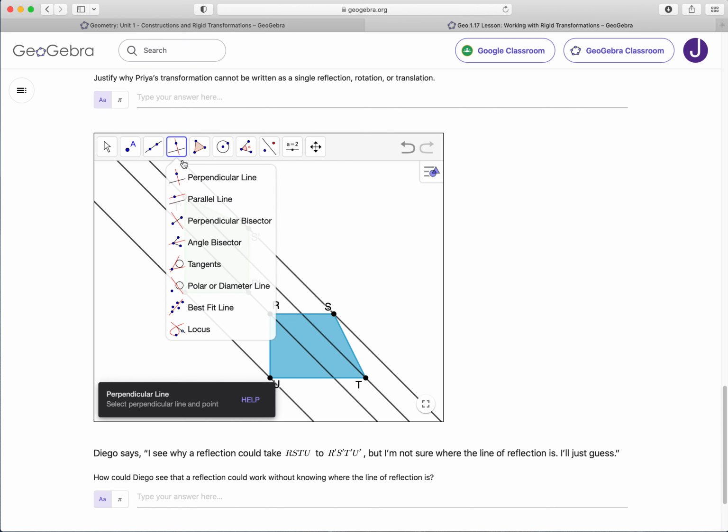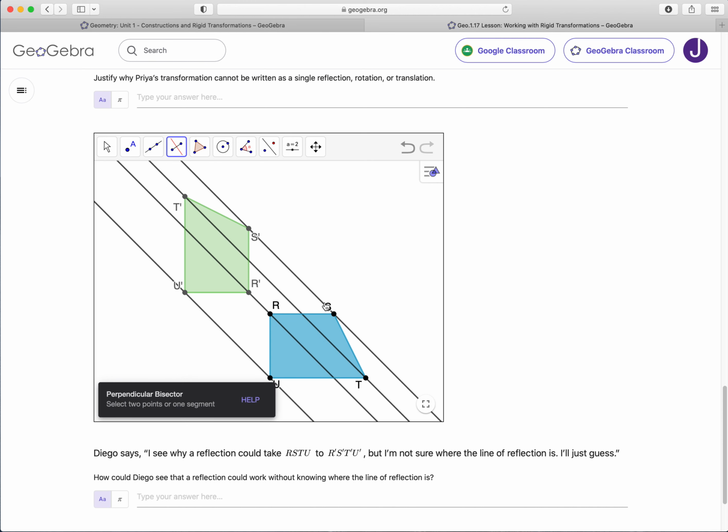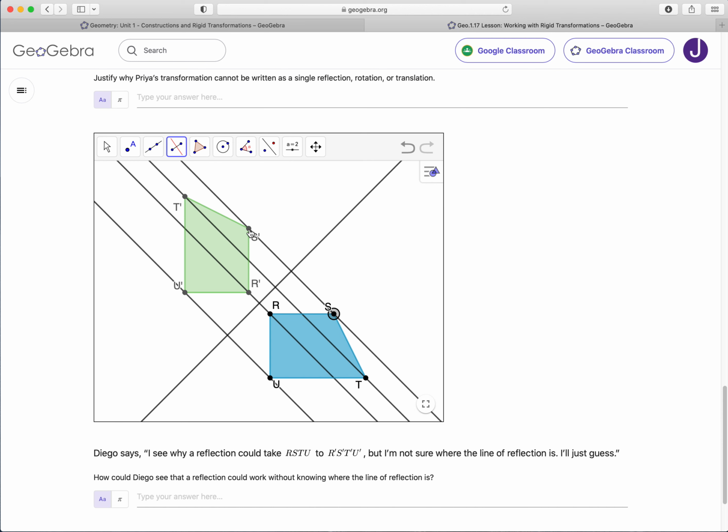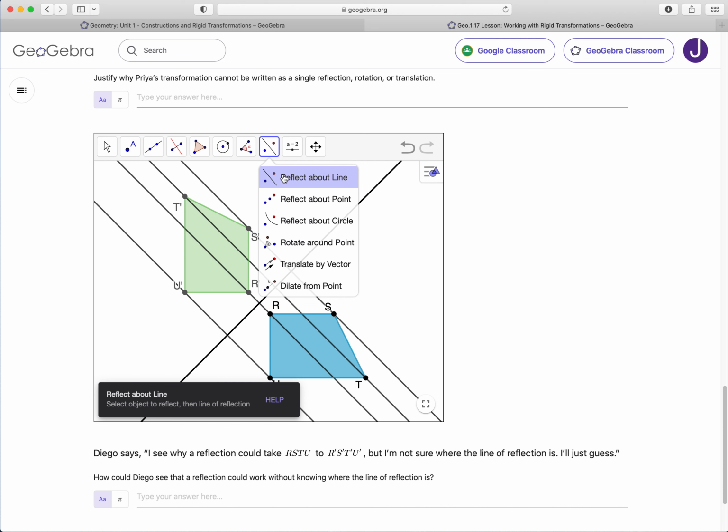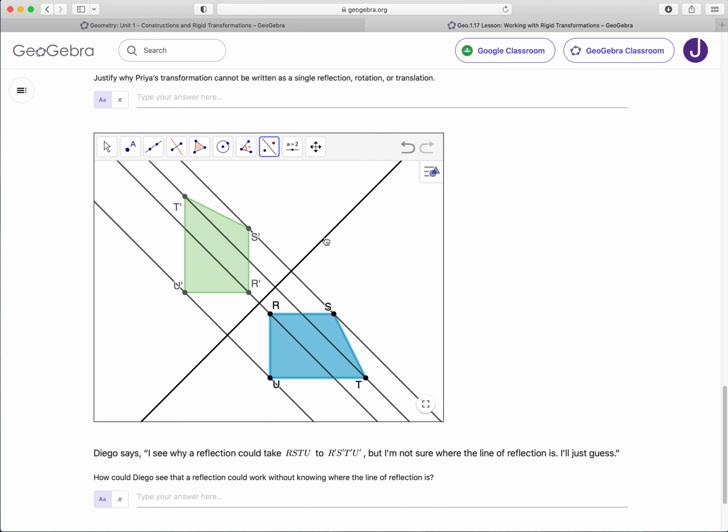So if I set up a perpendicular bisector and I choose S and S prime, we'll notice that, well, look at that. It's going to be the same line if I choose R and R prime. It'll be the same line if I choose T and T prime, and U and U prime. So that just goes to show you that it's going to work. We can reflect this across a line. So here we go. We're going to reflect this object across this line, and bam, nailed it. See? Worked.